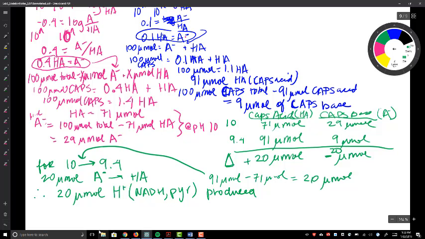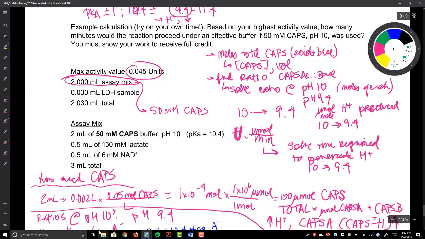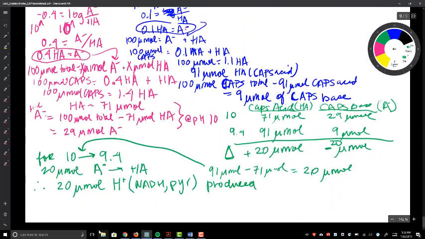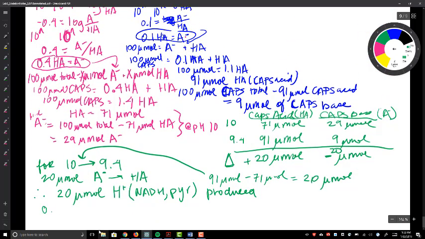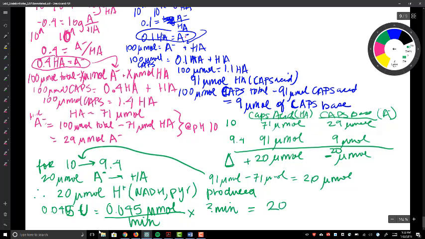So to solve for this, we know that our reaction rate progresses at 0.045 units. And another way to write the units, 0.045 units equals 0.045 micromole produced per minute. Again, remember, this is where it's really important to know your units, because your units are a key to being able to figure out how to solve the problem. So then the question is, if we multiply it by how many minutes to produce 20 micromoles?